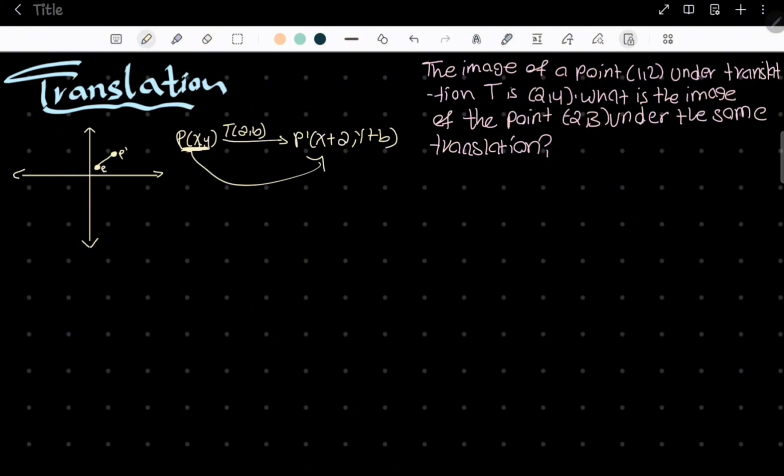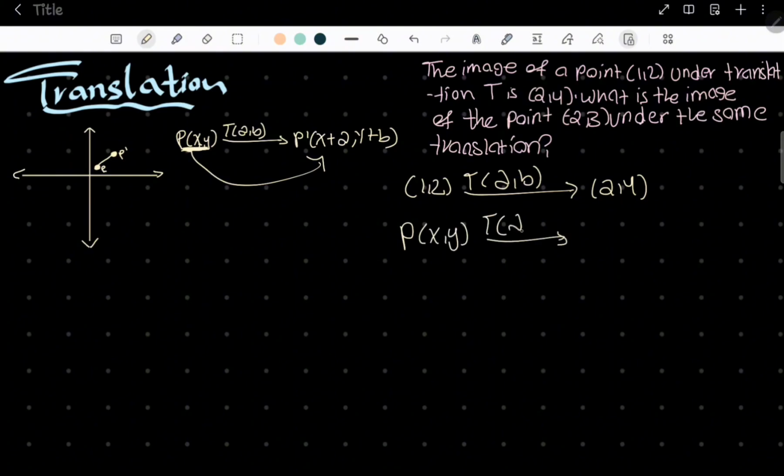So the first thing that we need to do is what we're given. We are given a particular point. It's translated by some translation vector (a, b), and then it gives us (2, 4). So remember the formula, okay? Don't forget this formula. P equals (x, y). When it's translated by (a, b), then it is (x + a, y + b). Never forget this. If you know this formula, it's pretty easy.